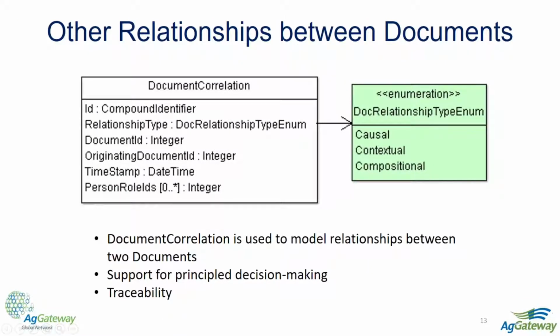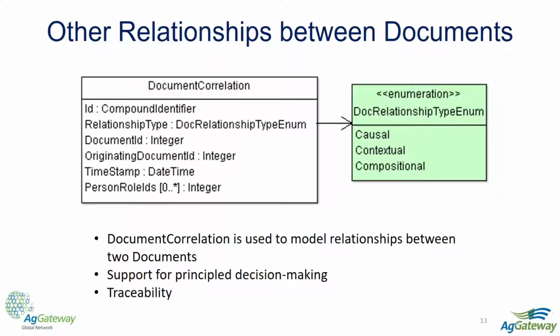So we support other relationships as well through an object called document correlation. The document correlation allows us to have two documents that are named here by reference, the document and another document called the originating document. We specify a relationship between them, and those relationships can be of three kinds. There can either be causal, like for example, a recommendation that ultimately results in a work order or a work order that motivates a work record, for example.